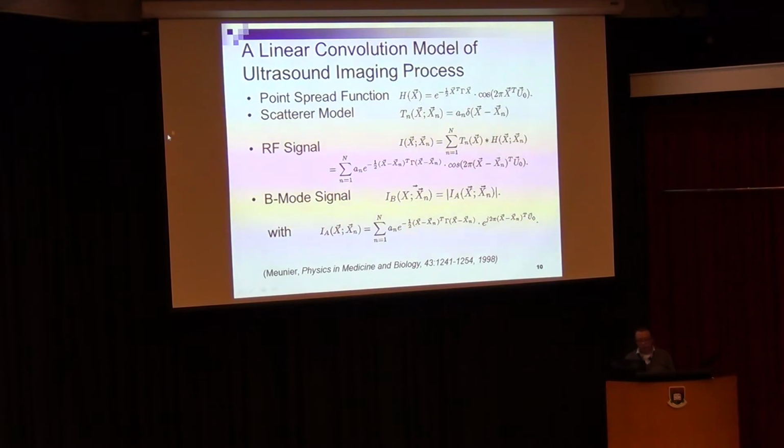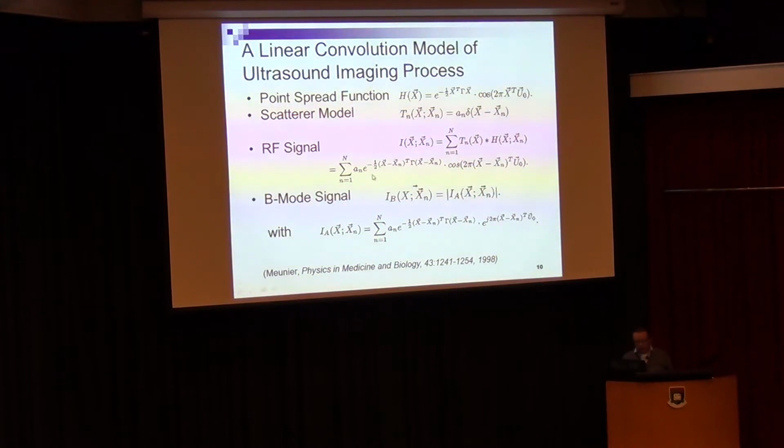And in the linear convolution model, the system function, or the so-called point spread function, is denoted with the Gaussian weighted cosine, or you can call it a wavelet function. And the scatterers are modeled as a set of delta functions. This is one component here. If you change the xn, then you will have a different location. If you change an, the reflectance will be different. So the radio frequency signal of the ultrasound imaging device, which we call the RF signal, will be the convolution between these two terms. And then this capital N is the number of muscle units in a resolution cell.